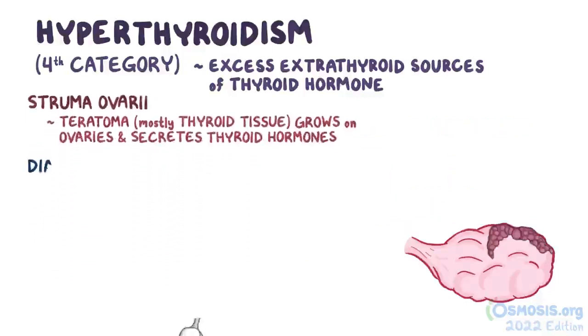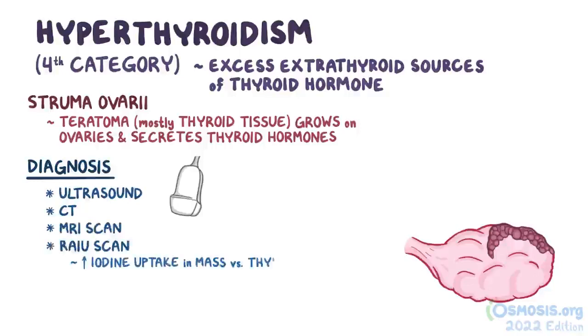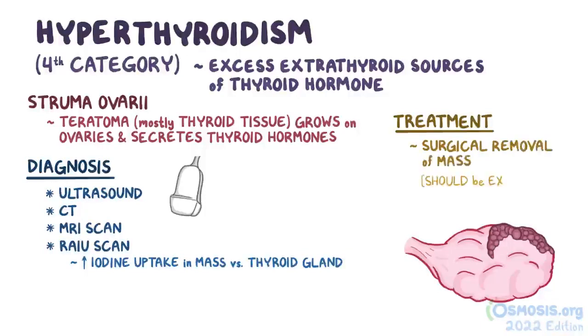Struma ovarii can be diagnosed with an ultrasound of the ovaries, a CT, or an MRI scan of the pelvis. An RAIU scan of the pelvic region will demonstrate higher iodine uptake in the mass than in the thyroid gland. Treatment is surgical removal of the mass, which should be examined histologically just to confirm the diagnosis.